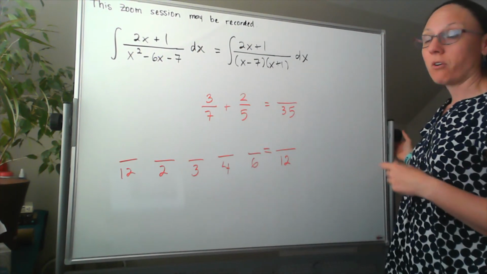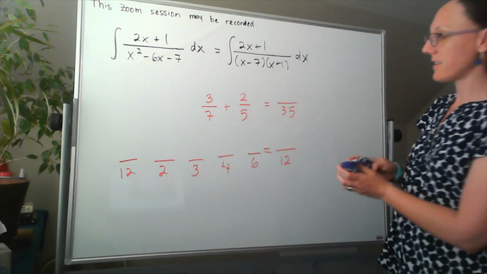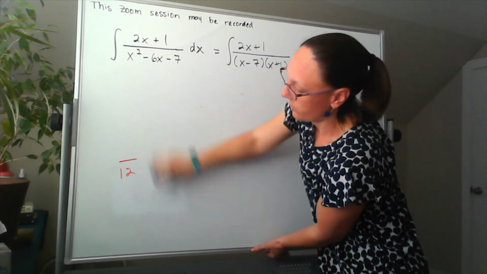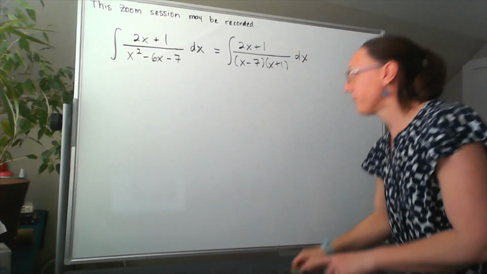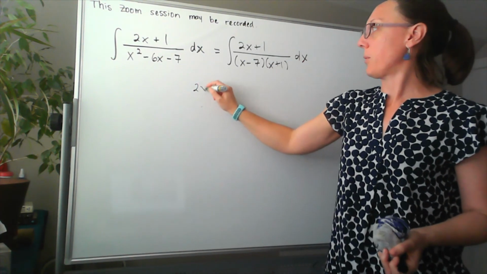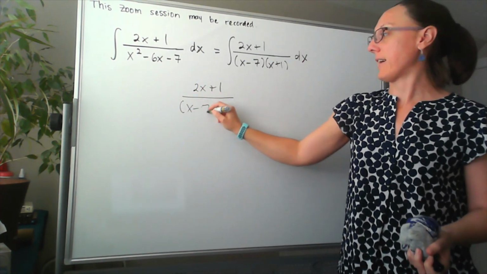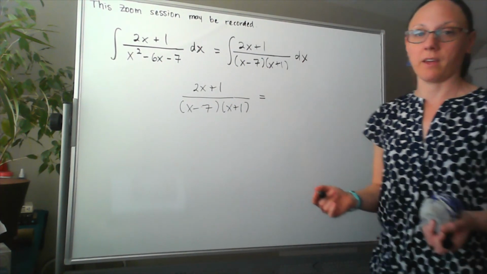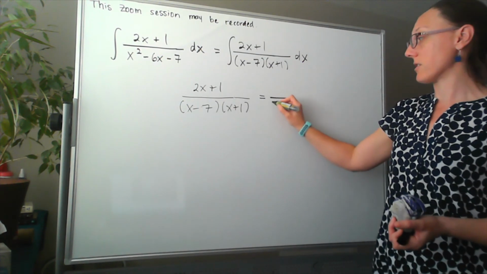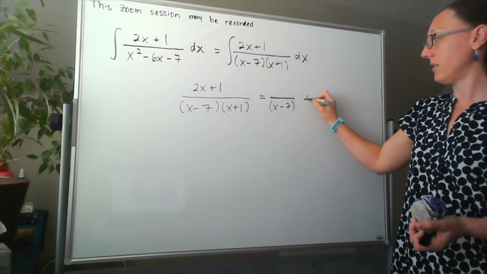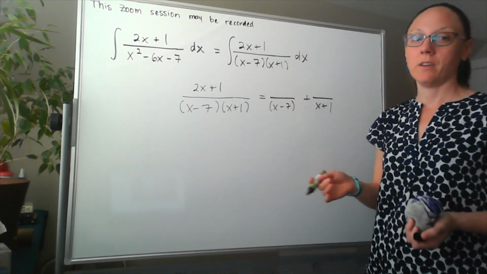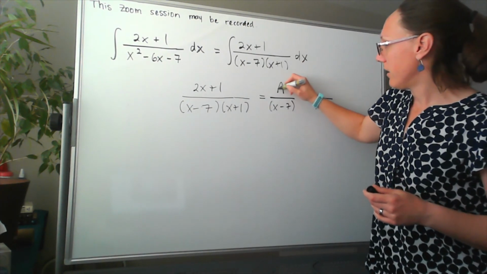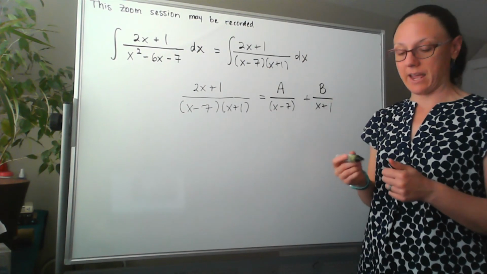When we think about that for a polynomial, that means in this case, we're breaking up this fraction that we have. We're trying to break up the 2x plus 1 over x minus 7 times x plus 1. And we're saying that must have come from something that looked like it had denominators of x minus 7 and x plus 1. The thing is, we don't know what goes on top. So we put placeholder variables in there. I'm going to put an A and a B.